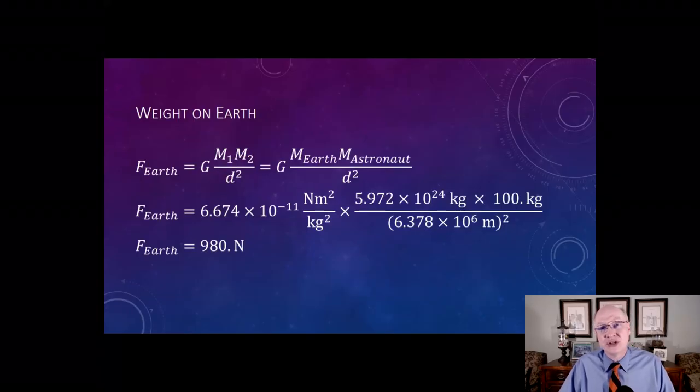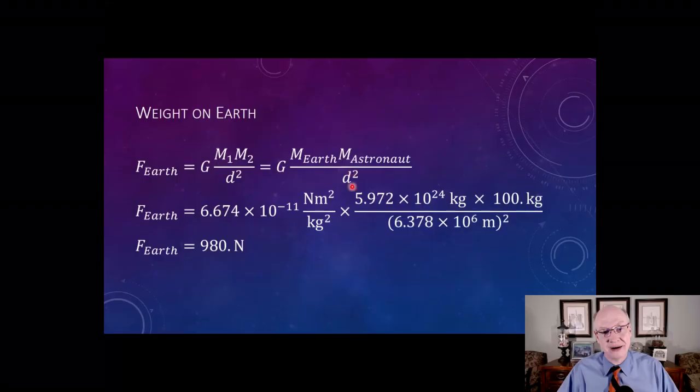Now, in this case, I'm interested in the force of gravity between the astronaut and the Earth. So it's G times the mass of the Earth times the mass of the astronaut divided by the distance between the center of the Earth and the center of the astronaut squared. Now, a couple things to keep in mind. Doesn't matter which one you put first, right? Because in mathematics, 2 times 3 is the same thing as 3 times 2. You can do the mass of the astronaut first or the mass of the Earth first. Doesn't matter when we're doing multiplication.